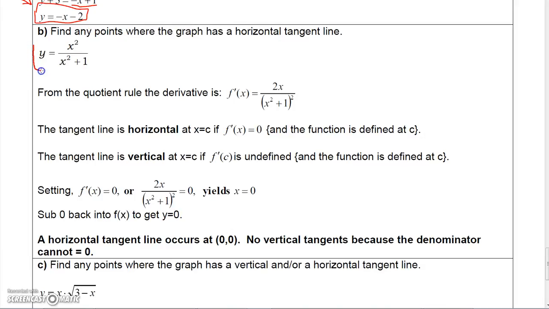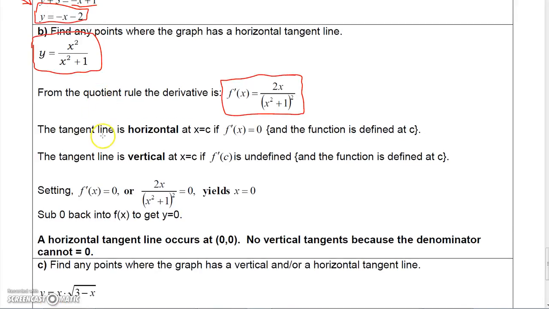The next example says find any points where the graph has a horizontal tangent line. Okay, well here is a quotient, x squared over x squared plus 1. And again, I'm going to leave it as an exercise for you. If you need to, pause the video and apply the quotient rule to this function and see if you can get this derivative, 2x over (x squared plus 1) quantity squared. When you're ready to come back, just restart the video.